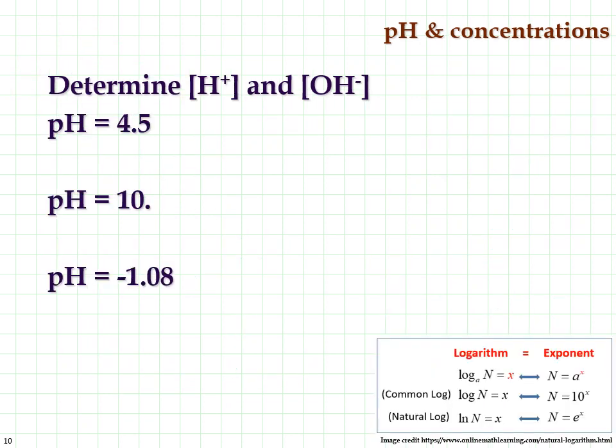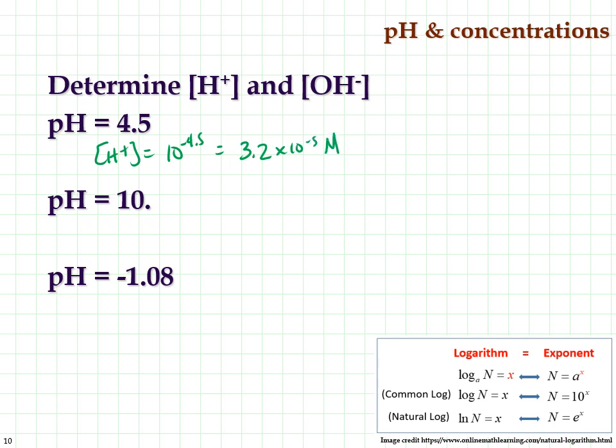And here are more problems just like the one we just did. Highly recommend pause the video, try to do these on your own, restart the video and check your answers. Good? All right. Here are some answers. So pH of 4.5 means that the hydrogen ion concentration is going to be equal to 10 to the negative 4.5. Plug that into my calculator, 10 to the negative 4.5, and we get 3.2 times 10 to the minus 5 molarity, or moles per cubic decimeter.